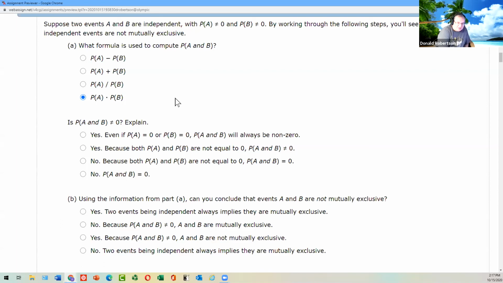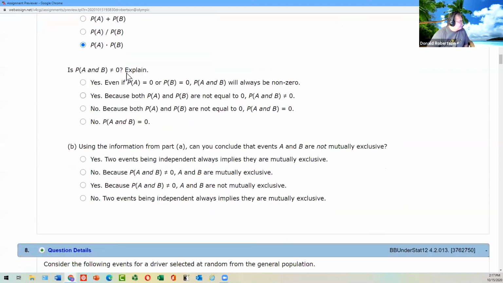Oh, so when's the add going to happen? If it says A or B, you'll add. And if it's A and B, you'll multiply. So that's how you tell the difference, right? A or B, you're adding some things. A and B, you're multiplying some things. It says, is the probability of A and B not equal to 0? And the answer is yes. And the result was that one.